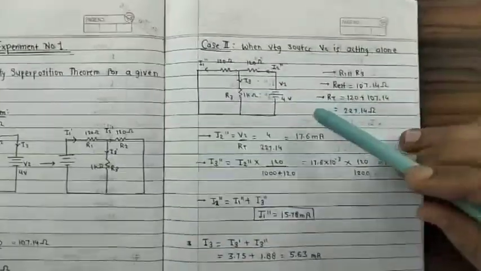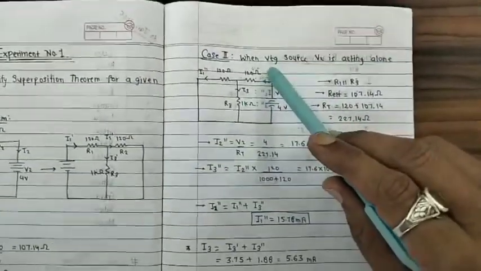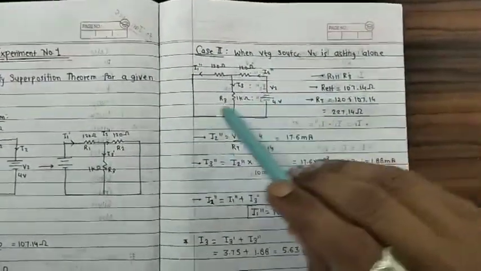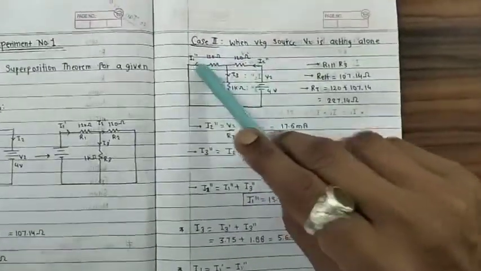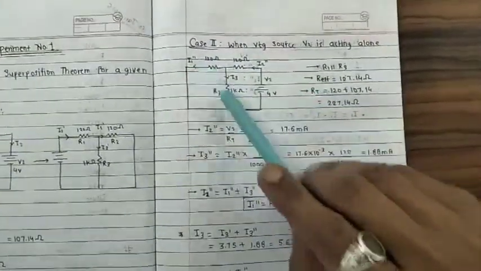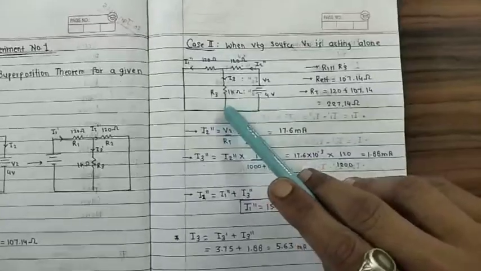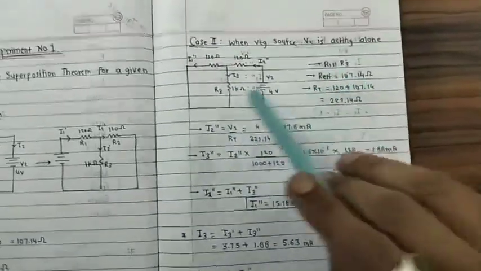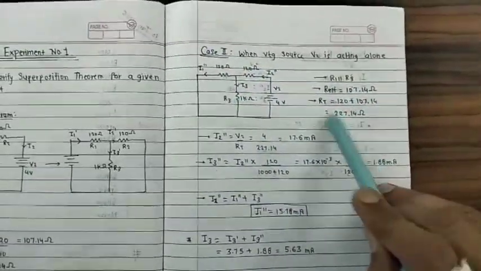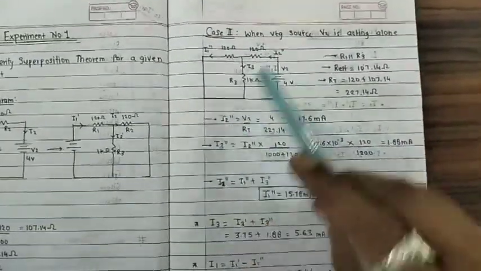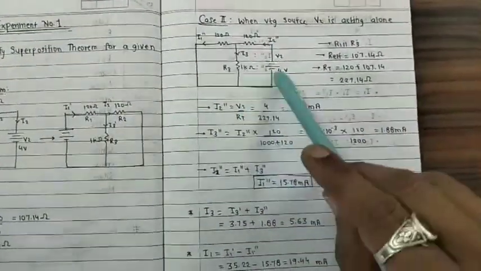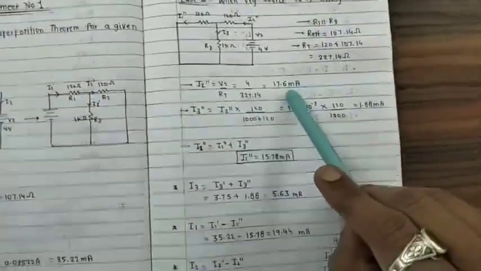Now the second case, when we will keep the voltage V2 and short V1. Now the current direction changes here. These two resistors are in parallel, so we get the equivalent resistance, and then these are in series, so we get RT equal to this value. Now we have to find I2. I2 is equal to V2 upon RT. So we will get I2 double dash.